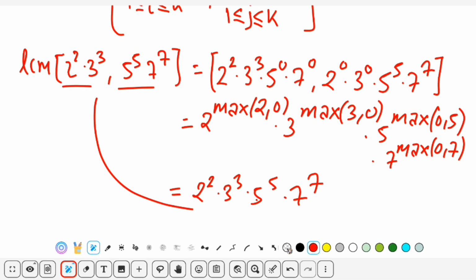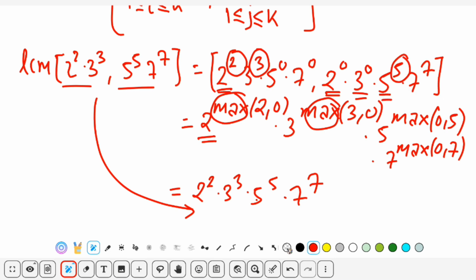So this is the LCM, and we consider the maximum power of the same prime number. Like here is 2, we consider the maximum power. For 3 we consider the maximum power. For 5 we consider this. Okay, same for 7. Let's take another example.